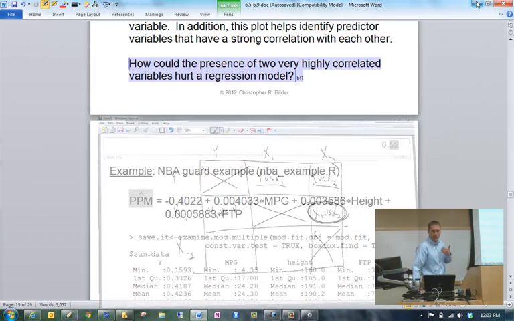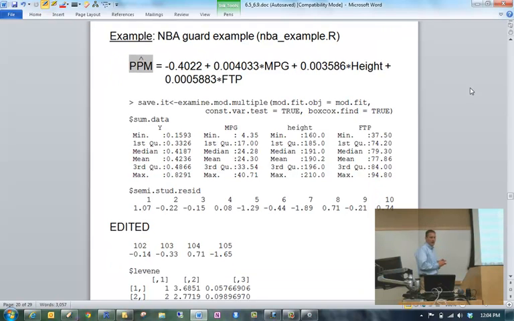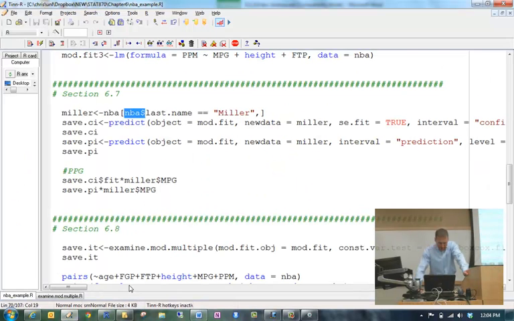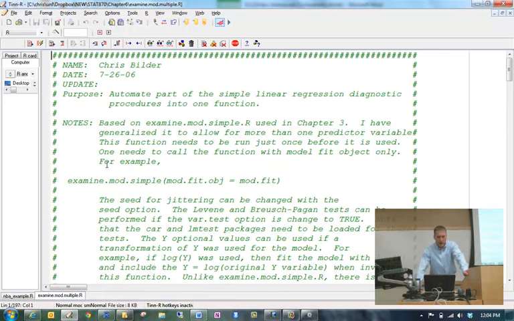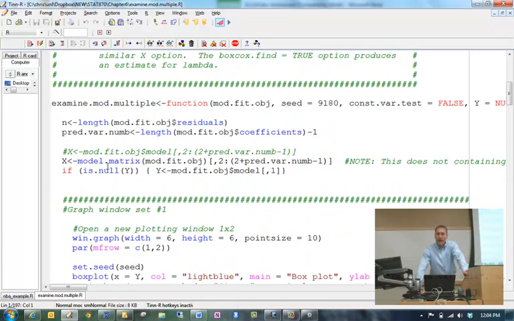And a plot like this gives you an initial examination to see if that's going to happen. Okay, so back to the NBA guard data set. Here's our model, once again, with MPG, height, and free throw percentage in it. Let me jump on over here to 10. Here's what my actual program looks like, very similar to what we had in Chapter 3.